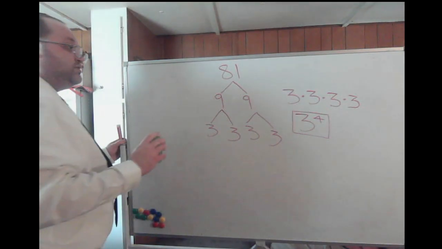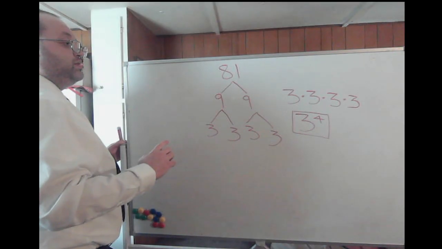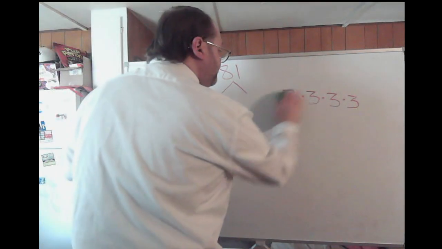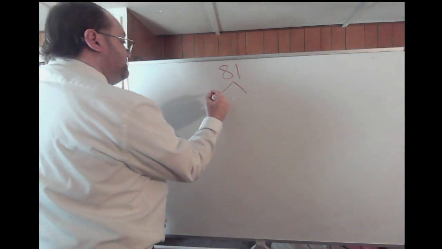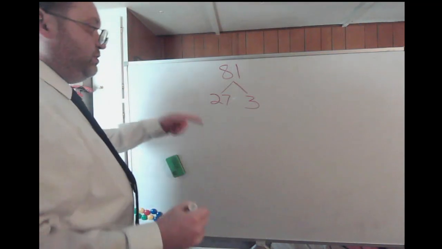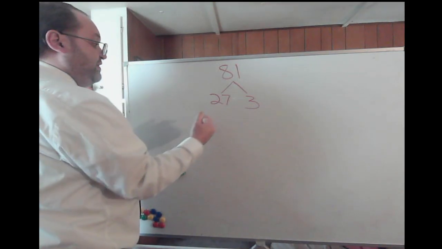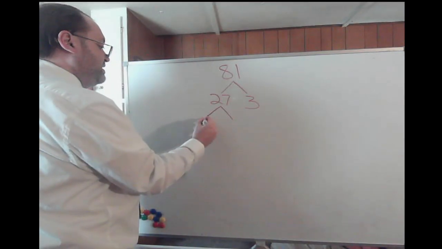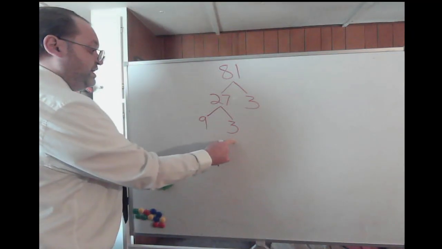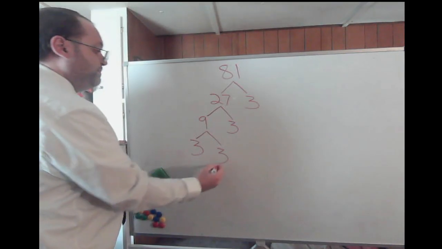Now, prime factorization guarantees you're going to get the same prime factorization no matter what factors you choose to work with. So let's pick some different factors of 81 that I know will work. How about 27 and 3? We could do 27 and 3 because 27 times 3 is 81 also. We can't factor that 3 any further, but we could certainly factor 27. 27 goes into 9 and 3. We can't factor this 3 any further, but we can factor the 9 further.